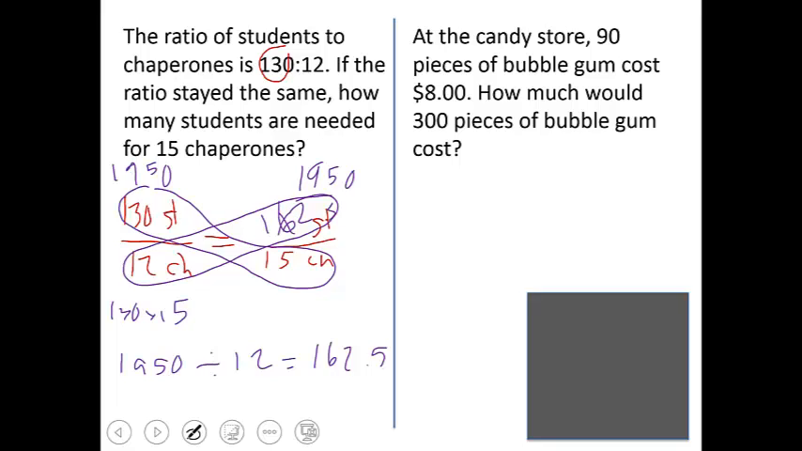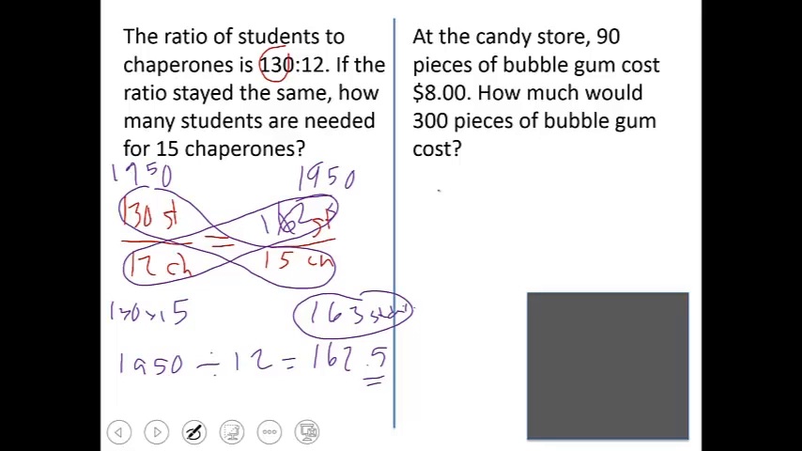We're talking about students here, and I know that I can't have a decimal amount of students. So I'm going to round up to 163 students. So if I brought 15 chaperones on a trip, I could take 163 students. All right, example number 2.